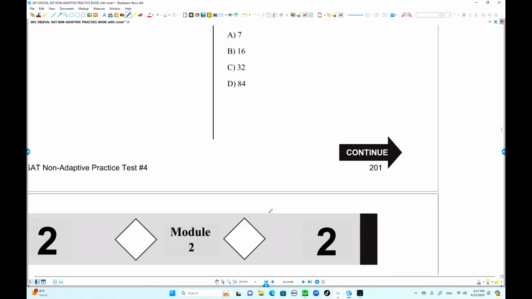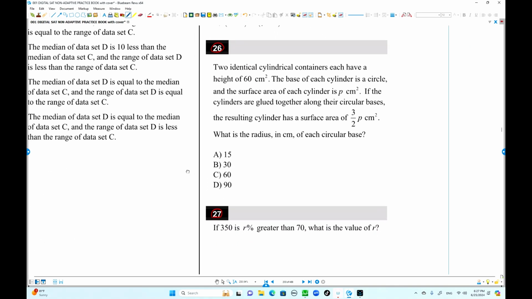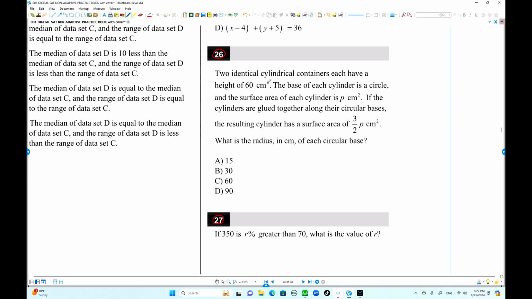All right, move on to the next one. Here is number 26. This is the error, I'm sorry, okay? I fixed it already. Yes, 60 centimeters, right? The unit is centimeter, okay?